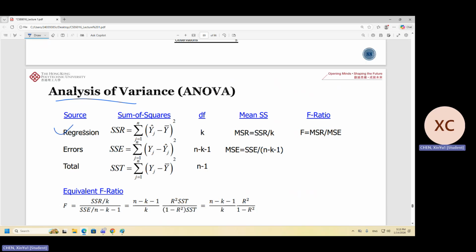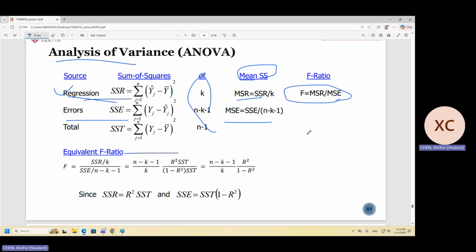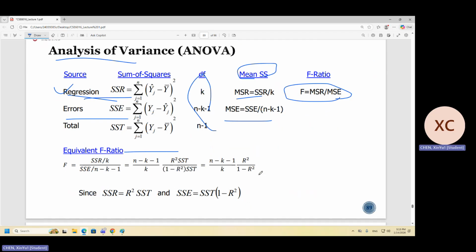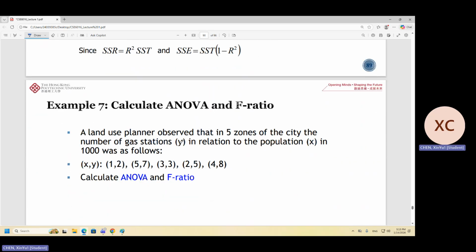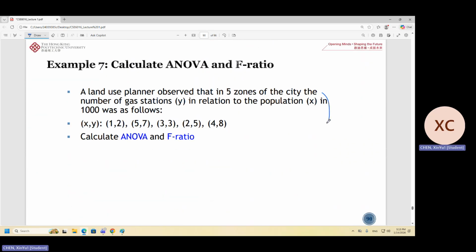So this is the sum of the squares for the regression, the sum of the squares for the errors, and the sum of the squares for the total, and the DF and the mean squares, and then we can get the F ratio here. If we know the R square, we can get this F ratio based on the calculation. Okay, so let's play with the example. Here, same question here.